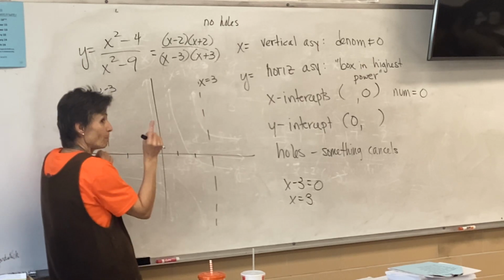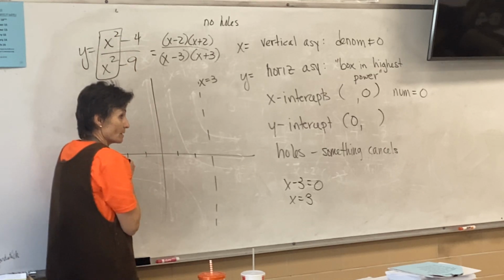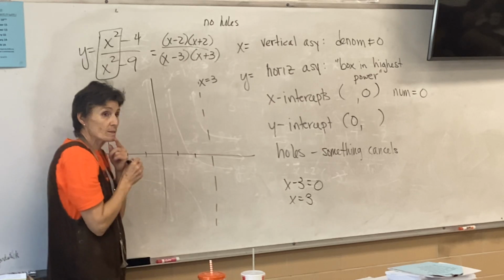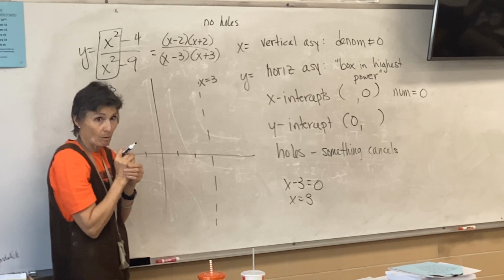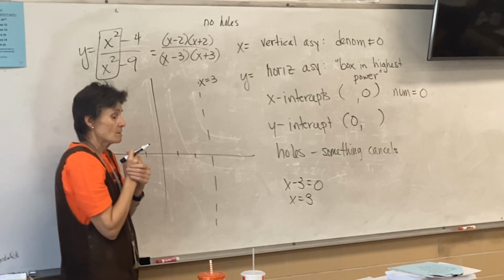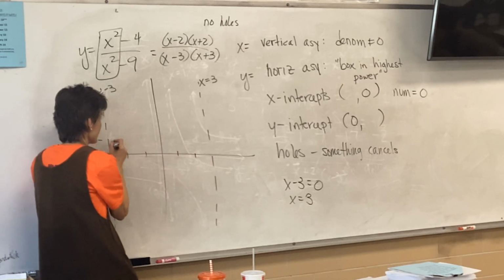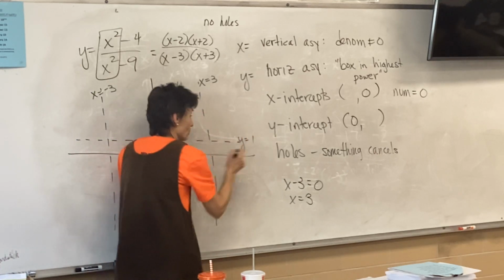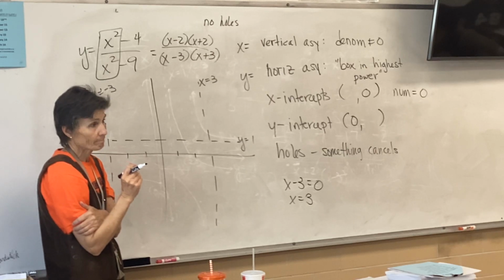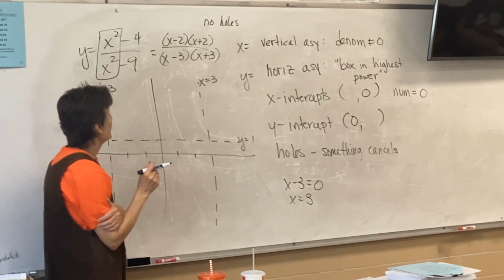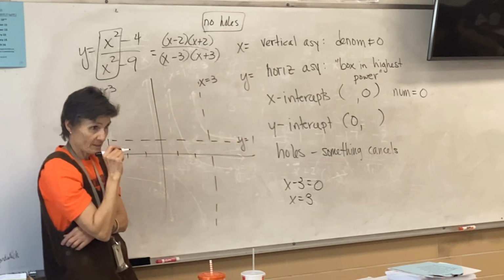Look at the problem. I would go back to the original problem. What's my horizontal asymptote? My horizontal asymptote comes from boxing in the highest power, which is x squared. So I have x squared over x squared, which is 1. So my horizontal asymptote is again at y equals 1. And we have already determined we have no holes. So the only thing left is to find the intercepts.